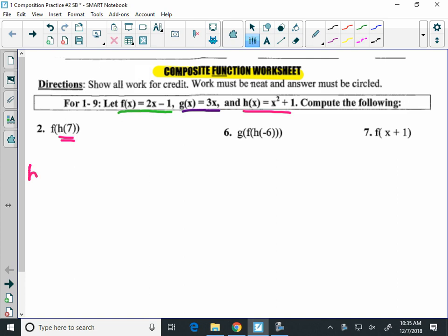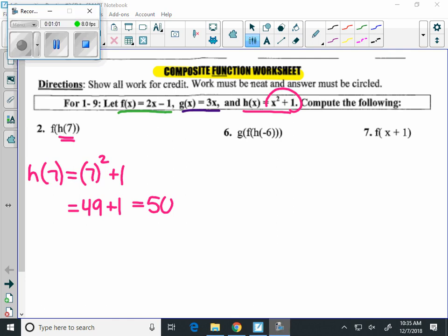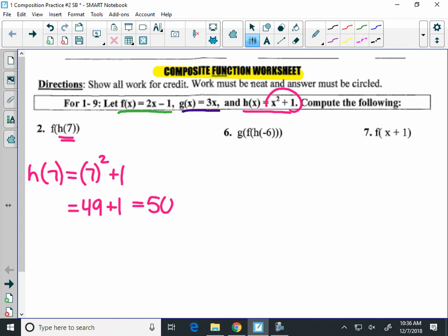I need to evaluate h of 7 for its numerical value because I have a number input, and I want to get a number answer. So I'm going to use the function of h of x over here. So I'll start with 7 squared plus 1. Well, 7 squared is 49. 49 plus 1 is 50.